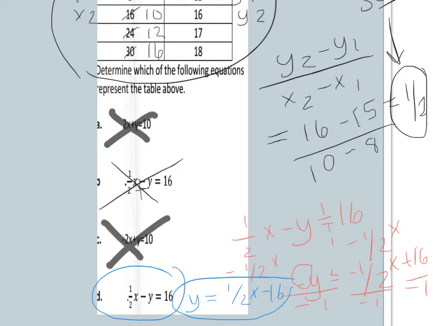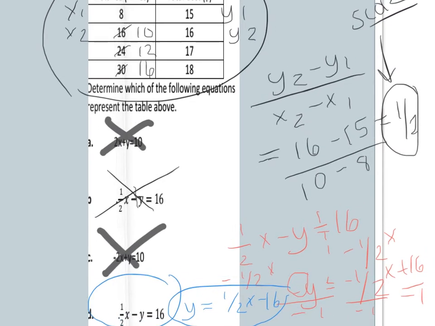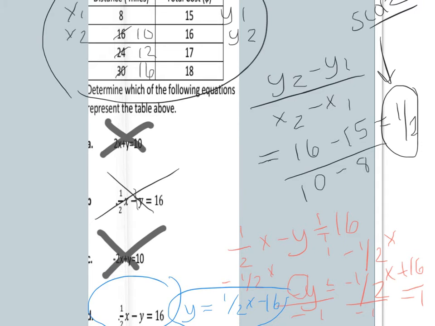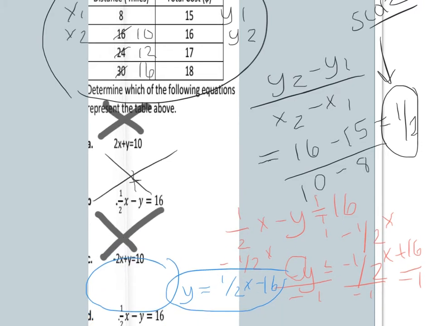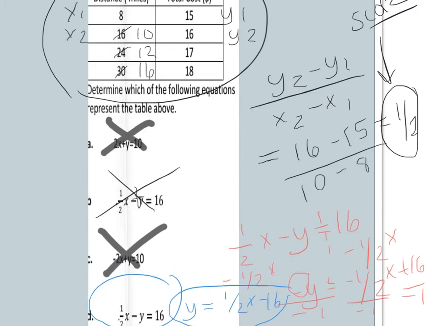So again, when you see a table of values, you're going to find the slope, and then you're going to look at your equations and see which ones give you that slope. It will only be one of the answers. They're purposely going to give you one that has a negative, and they're purposely going to give you one that's a positive. You need to make sure that you double check.